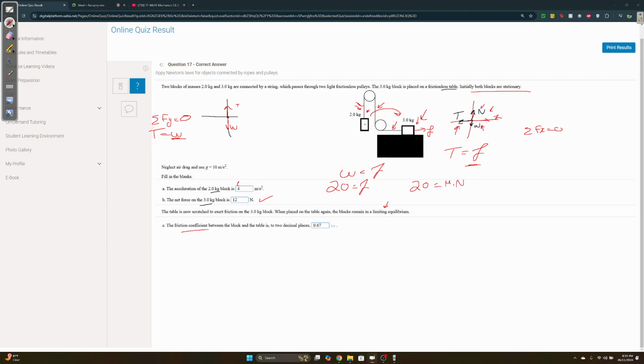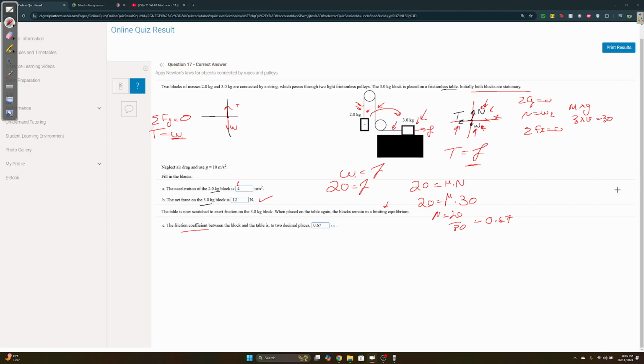What's N? N is equal to W here. We're going to call this W1, so W1 is equal to F. Here we're going to call this W2. What's N going to be equal to? W2, because sigma Fy is equal to 0, so N is equal to W2. I don't have to keep writing this. What's W2? It's the mass of this second object times g, so 3 times 10, so 30. So N is actually equal to 30. So 20 is equal to mu times 30. So mu is equal to 20 over 30, which is 0.67.